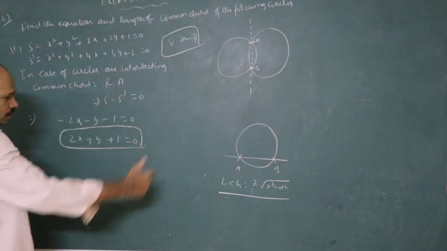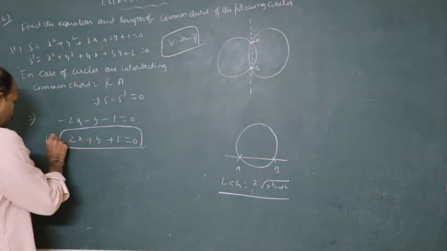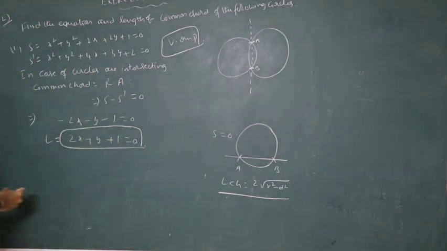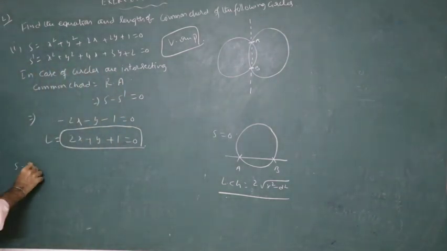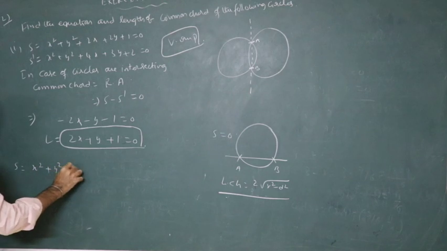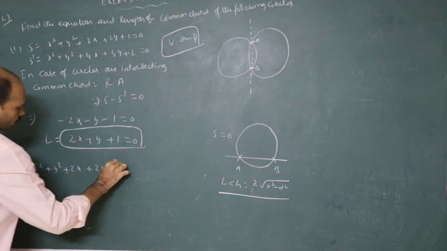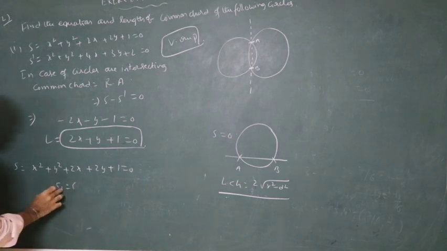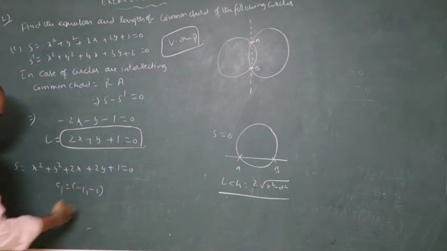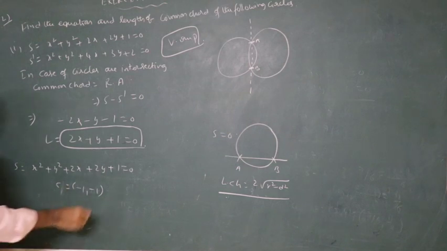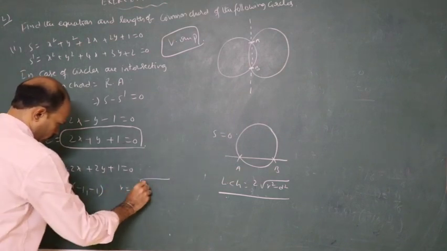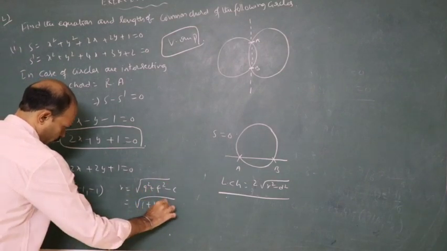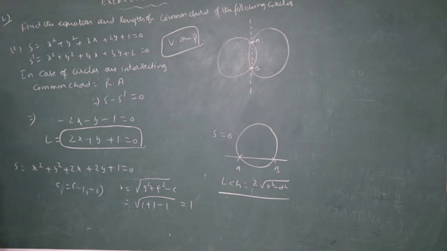Now I am taking this line equation L, and this circle I am taking S equal to 0. What is that circle S? S is x square plus y square plus 2x plus 2y plus 1 is equal to 0. Center is (-1, -1). Radius is equal to root of g square plus f square minus c. This is 1 plus 1 minus 1, which is equal to 1.